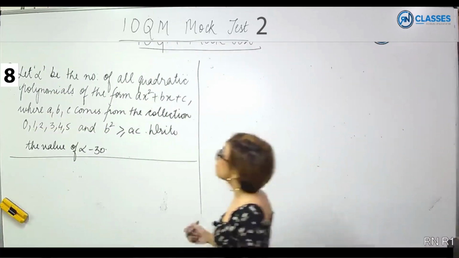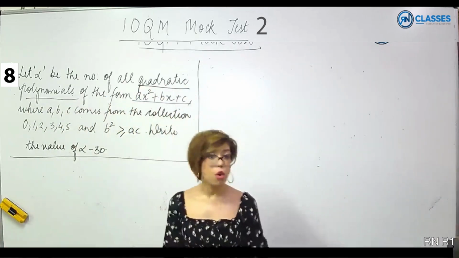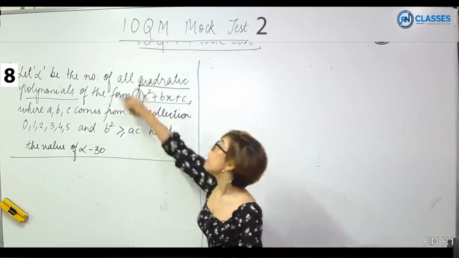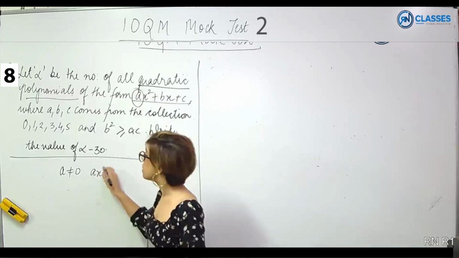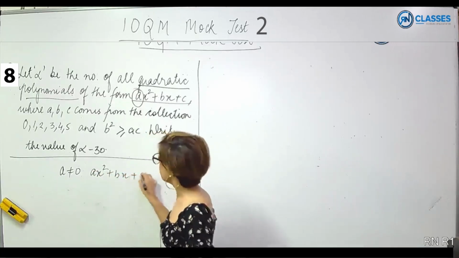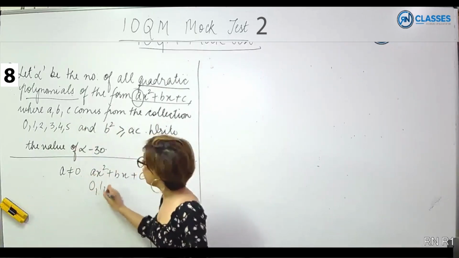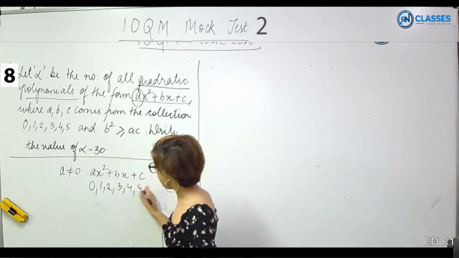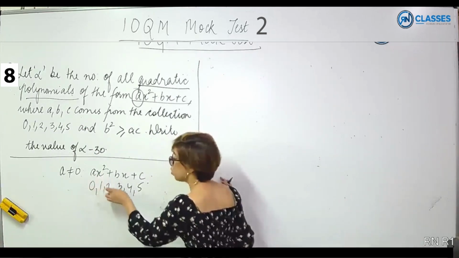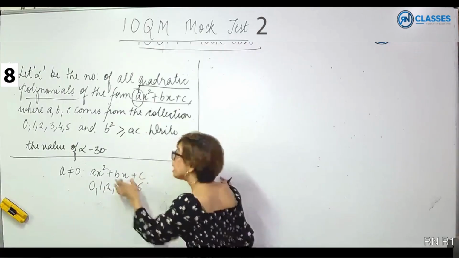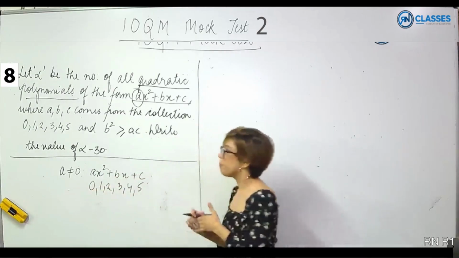Now he says let alpha be the number of all quadratic polynomials of this form. Right? Now it is a quadratic polynomial, that means the leading coefficient has to be non-zero. So a is not equal to 0. And my form is ax square plus bx plus c. Now he says where a, b, c come from this collection 0, 1, 2, 3, 4, 5. Right? So that means a, of course it can't be 0, it can be 1, 2, 3, 4, 5. b can be 0, 1, 2, 3, 4, 5. And similarly with c. Right?